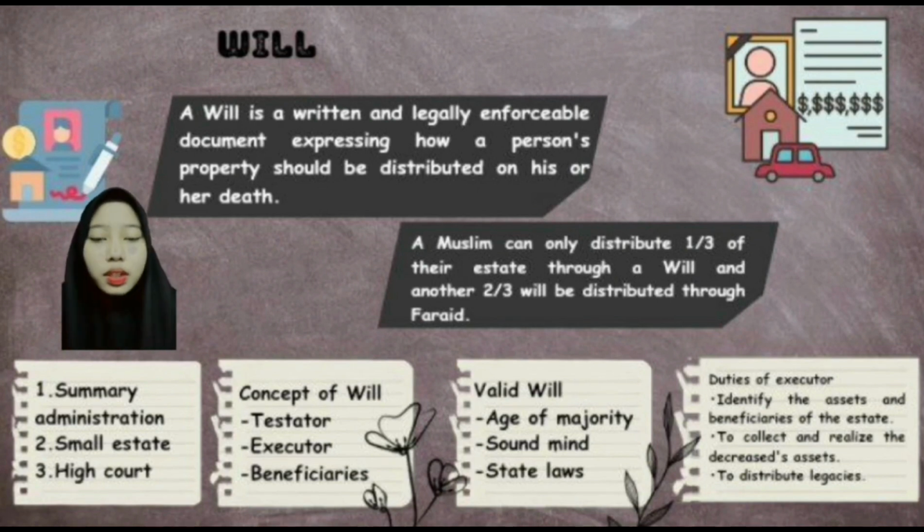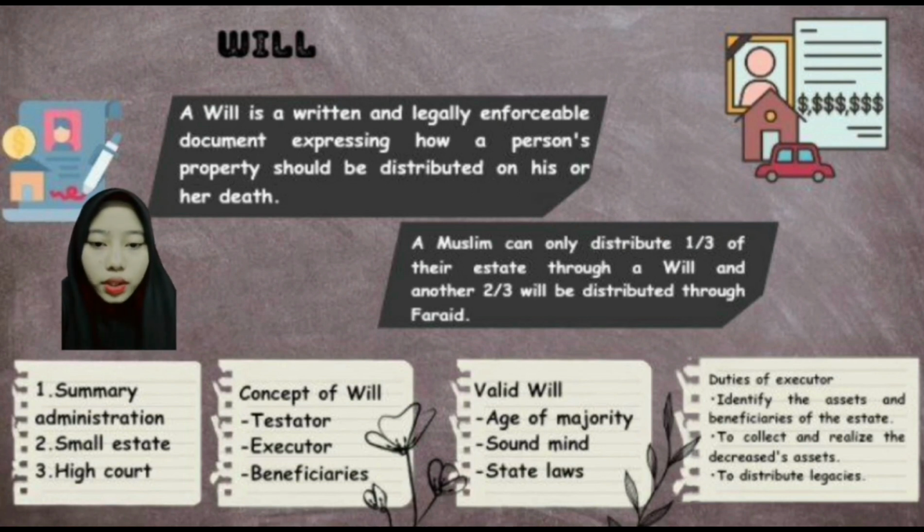A Muslim will is an iqrar of a person made during his lifetime with respect to his property or benefit thereof to be carried out for the purposes of charity or for any other purpose permissible by Islamic law after his or her death. The concept of a will involves three parties. The first one is the testator, the person who makes the will. He or she must be 18 years and of sound mind.